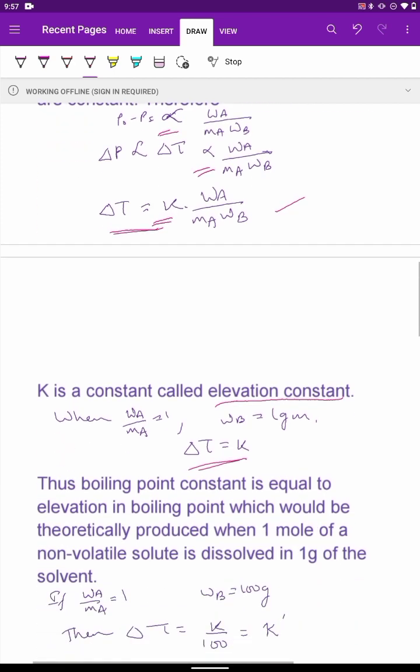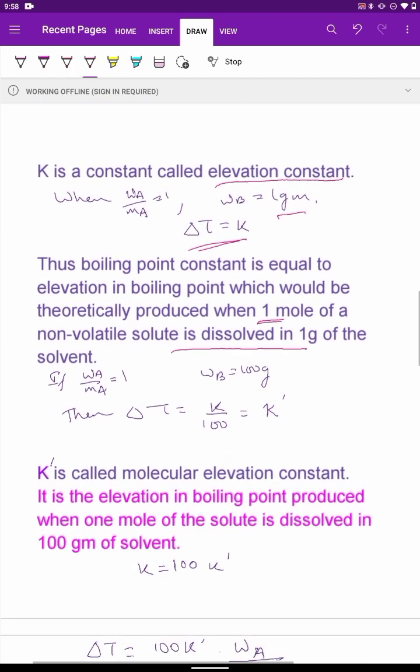So we can define that the boiling point constant K will be equal to the elevation in boiling point, that is delta T, which would be theoretically produced if 1 mole of a non-volatile solute is dissolved in 1 gram of the solvent. So WA by MA, the number of moles, is 1, and WB is equal to 1 gram, so it is dissolved in 1 gram of the solvent. In that case, delta T, the elevation in boiling point, is equal to K, the boiling point constant.